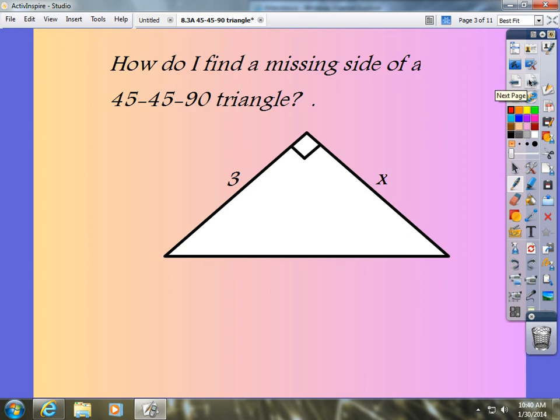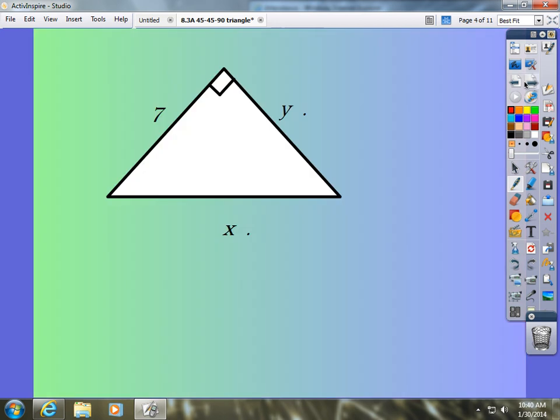So how do I find a missing side of a 45-45-90 triangle? Well, I know that this is 45 degrees, this is 45 degrees, and I know that the two sides are going to be equal because this is isosceles, which means that this equals 3. And if I wanted to find the hypotenuse, I would just put the 3 in front of the square root of 2, because the ratio is x, and x times the square root of 2. Pretty cool, huh?